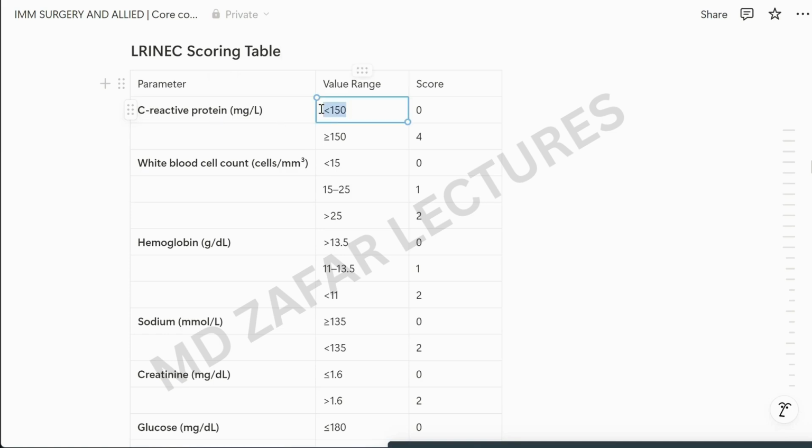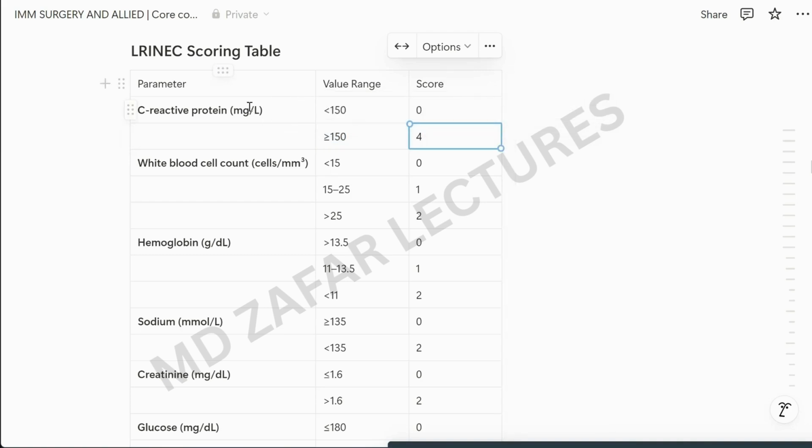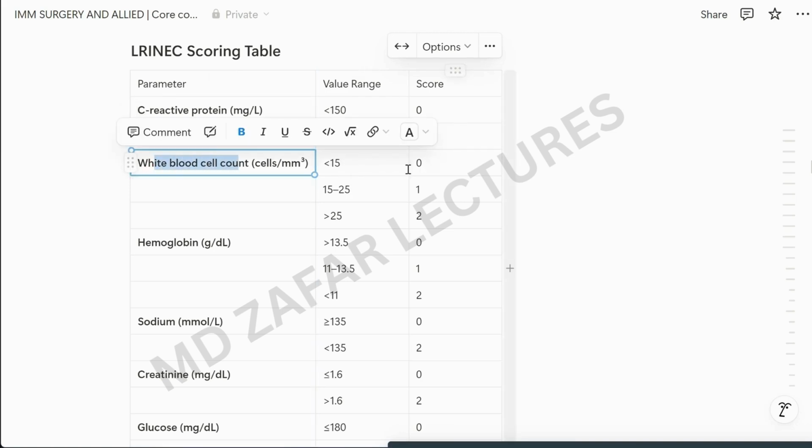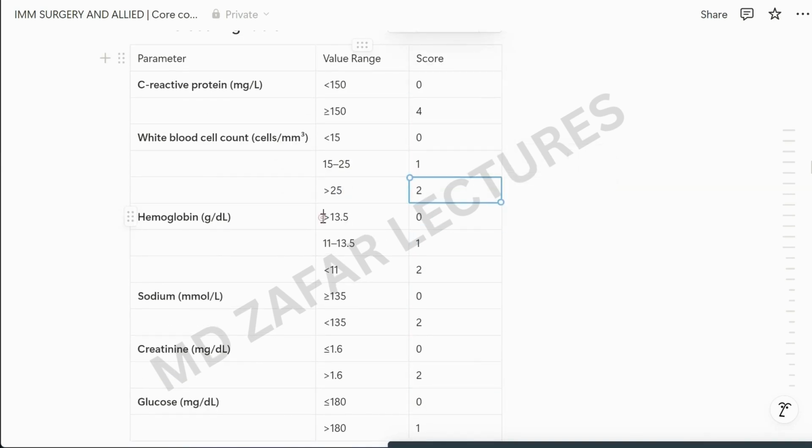So in this score, we have first of all the C-reactive protein. If it is less than 150, we have 0 score, but if it is more than 150, then the score becomes 4. So it has a strong relationship to necrotizing fasciitis. In terms of WBCs, if they are less than 15,000, we have no score. But if it is from 15 to 25, we have 1 score. More than 25 has 2 score. Then hemoglobin. If it is more than 13.5, that is normal, we have 0 score. But if it is between 11 to 13.5, we have 1 score. And if it is less than 11, then the score will be 2.